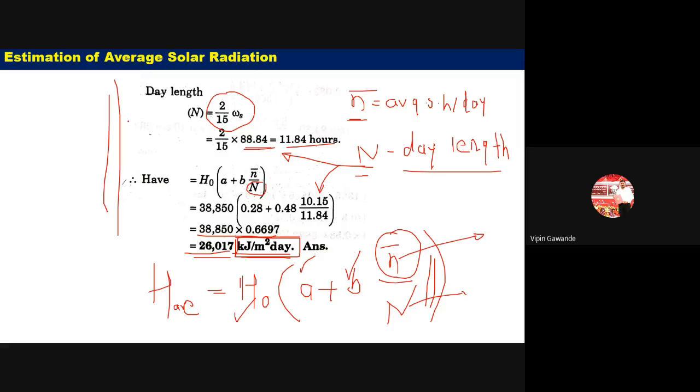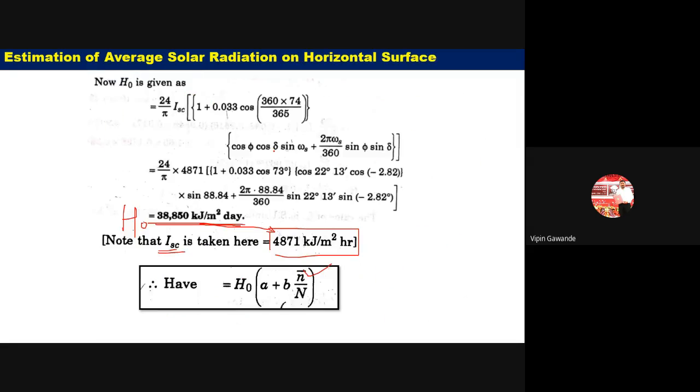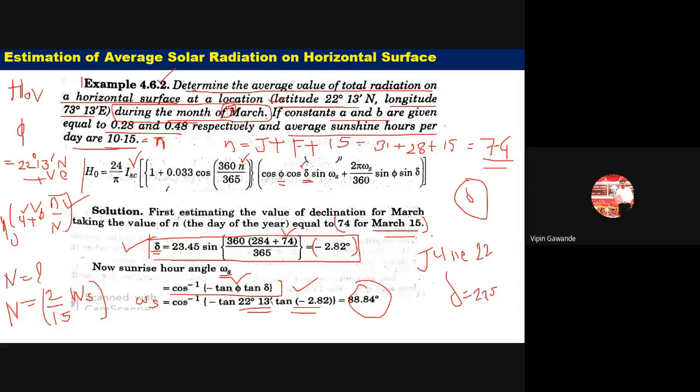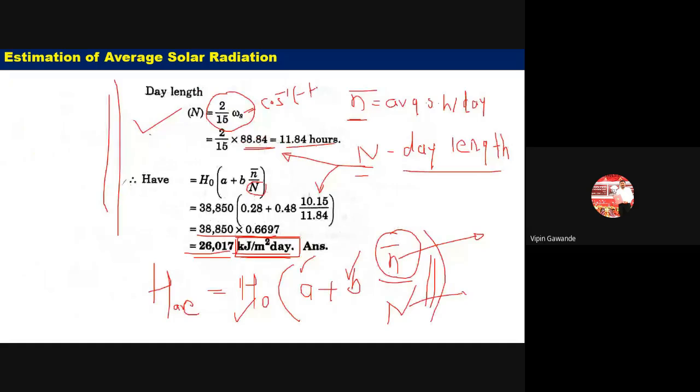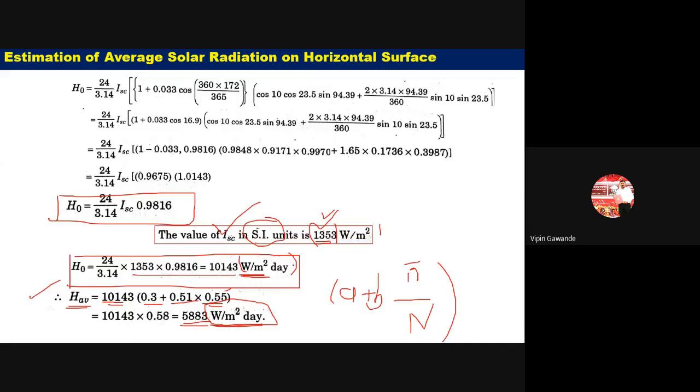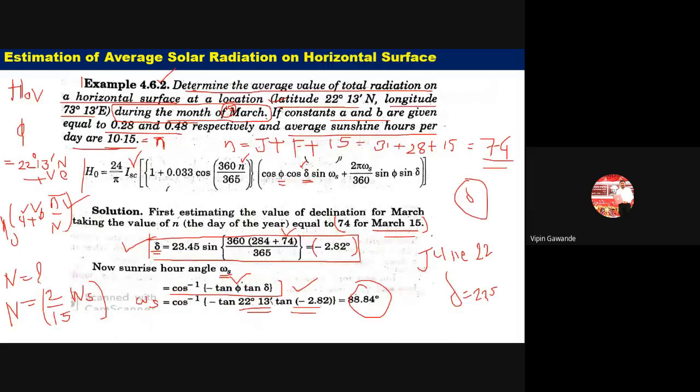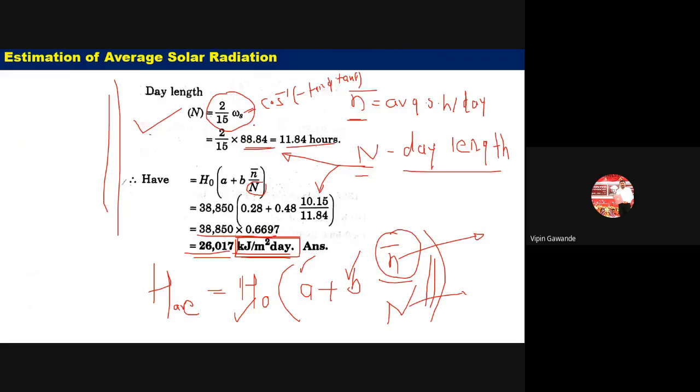If N is not given in the problem, the formula for calculation of N is 2 by 15 Ws. What is the formula for calculation of Ws? It is cos inverse of minus tan phi tan delta, where phi is the latitude angle and delta is the declination angle. If delta is not given, you have to calculate the value using this formula. Delta is equal to 23.45 degrees times the sine term. So this is for all the calculation for average solar radiation on the horizontal surface.